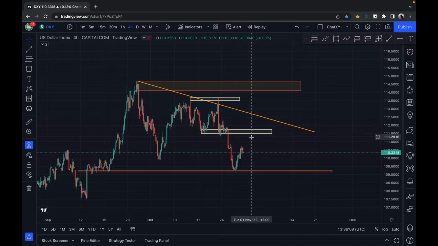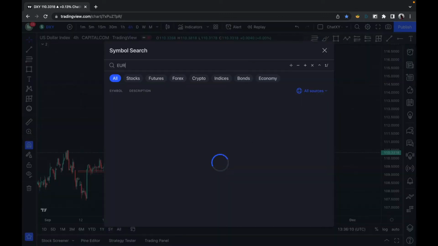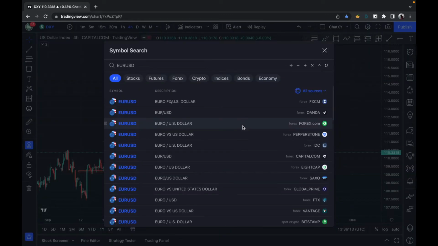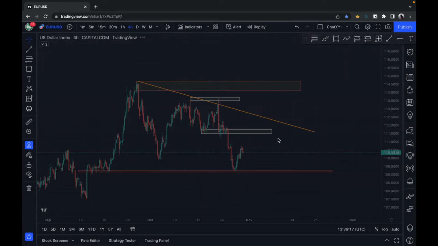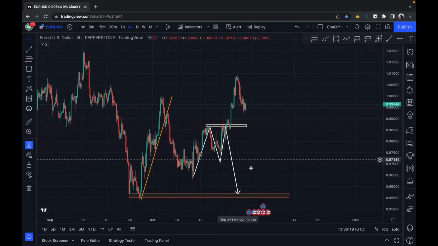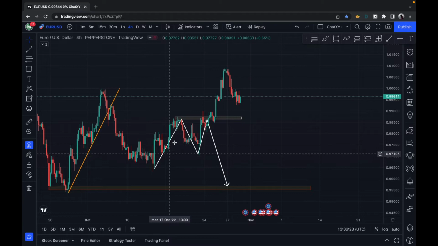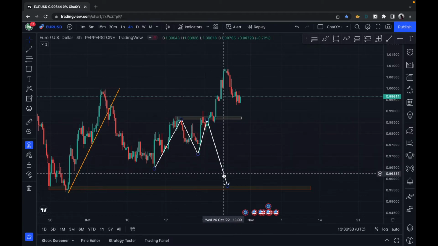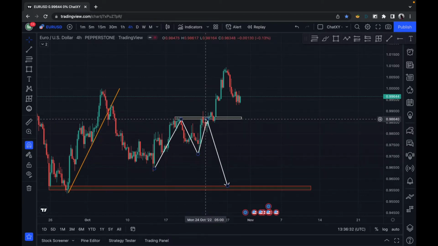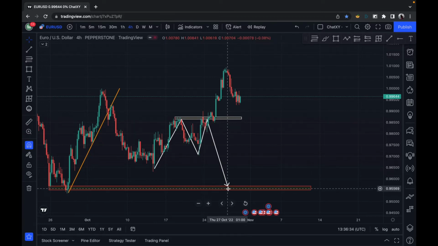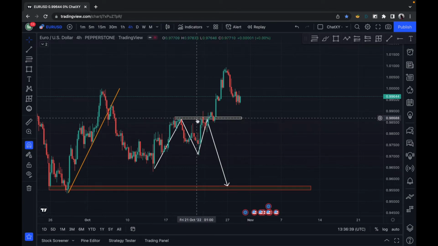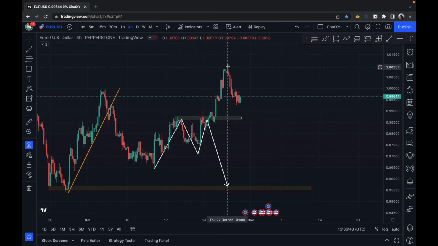So let's look at EURUSD and see what we have. Okay, if you can remember, last week I did this M pattern analysis. I was expecting price to react off from this resistance and come down to this support, but market didn't do that. It went ahead and broke this resistance and retested it, and then kept going up.